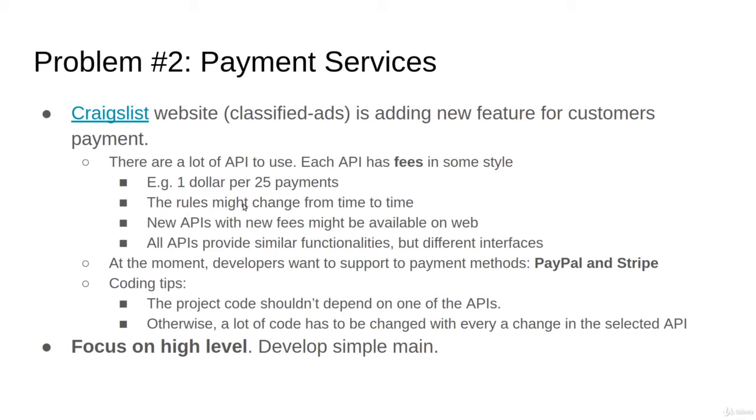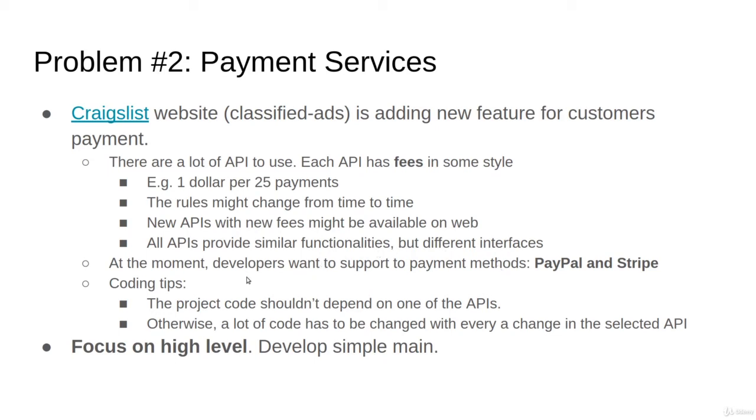And these rules from one side might change from time to time, and also new APIs might appear with new fees. Notice that there are several APIs that do the payments, for example PayPal, Stripe, Square, and so on. But every one of them might have a different interface, different functionality style. However, they are eventually providing similar functionality. It is just that the interface names are a bit different.